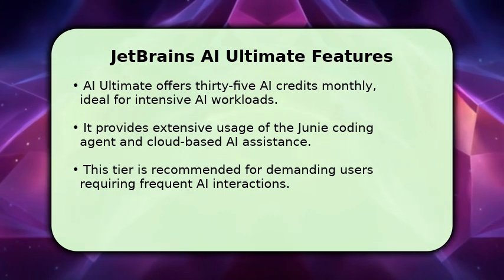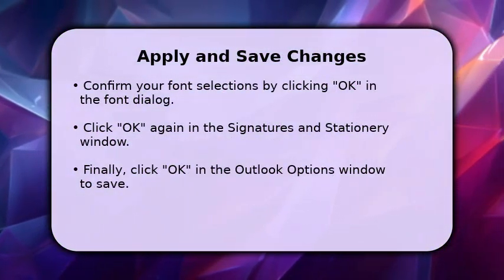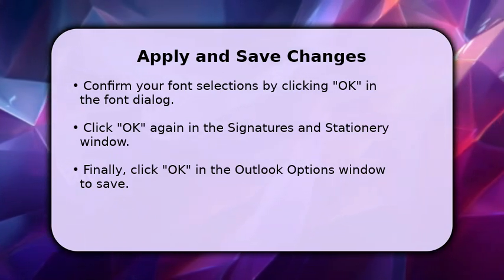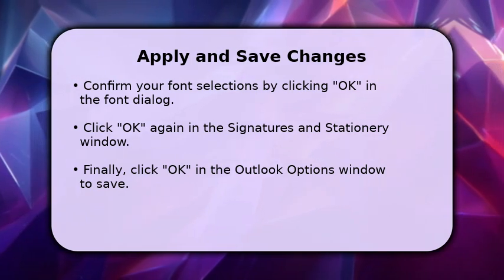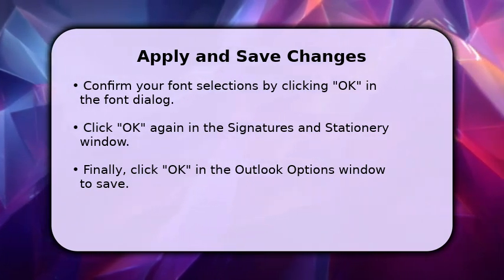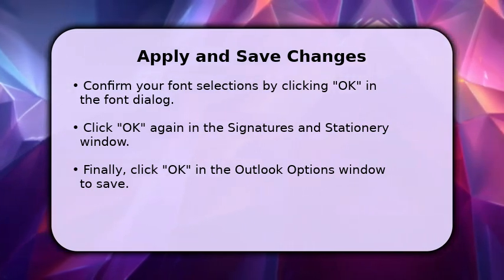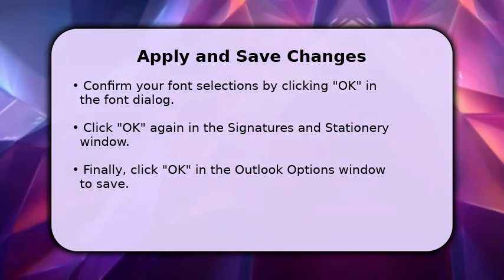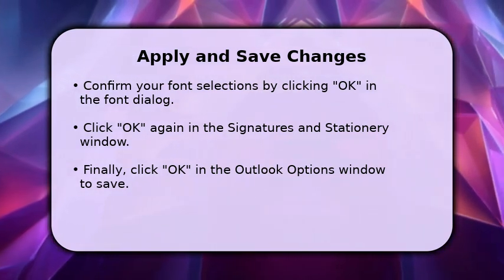Once you've set your desired fonts for both new messages and replies or forwards, it's crucial to save your changes. First, click OK in the font dialog box. Then, click OK again in the Signatures and Stationery window. Finally, and this is important, click OK one last time in the main Outlook Options window. Your new default font settings will now be applied to all future emails you compose.